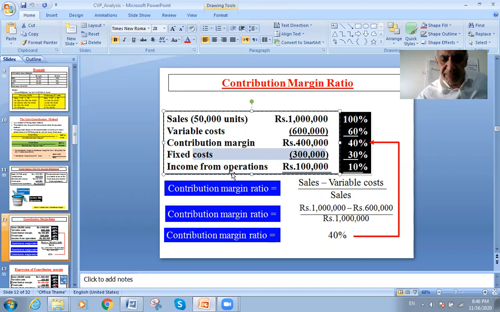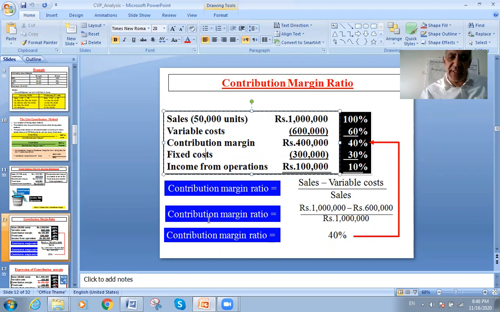If I tell you only just give me the contribution margin, then you will say the sales, all the sales or the revenues, sales or revenues are the same, minus the variable costs only. Then this will give me contribution margin.